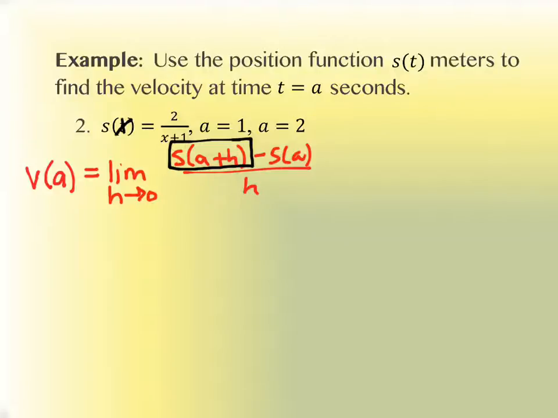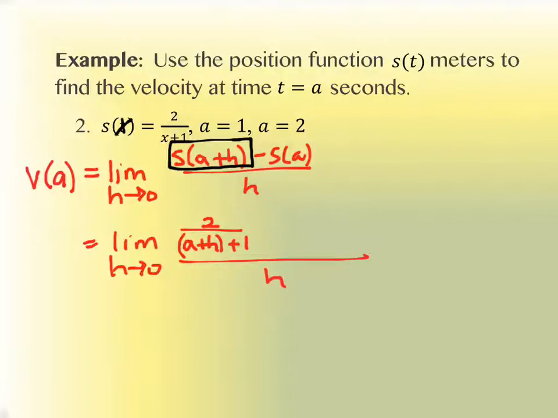So I end up having this look like the limit as h goes to 0 of 2 over a plus h, that's where the x was, plus 1. So I'm taking the function that's called s, which is 2 over x plus 1, and I'm rewriting it here. But instead of writing x into the function, I'm using a plus h as my x value. So I have 2 over a plus h plus 1. It's just notation. It's just a replacement.